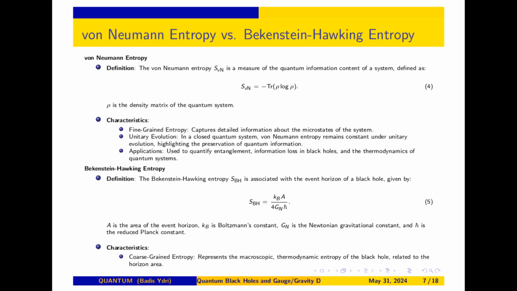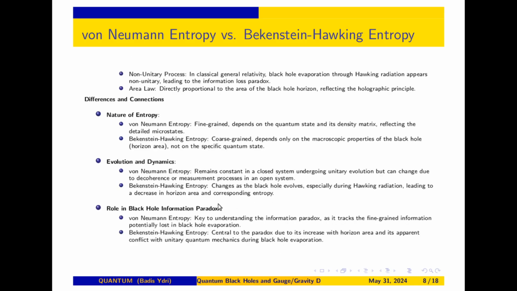In summary, the von Neumann entropy is key to understanding the information paradox, as it tracks the fine-grained information potentially lost in black hole evaporation, whereas the Bekenstein-Hawking entropy is central to the paradox due to its increase with horizon area and its apparent conflict with unitary quantum mechanics during black hole evaporation.